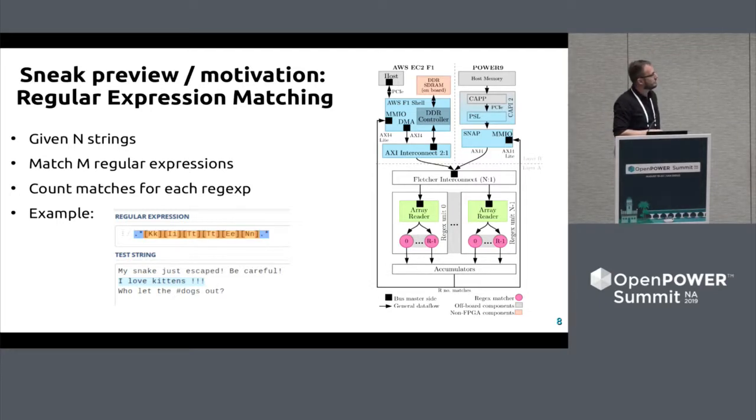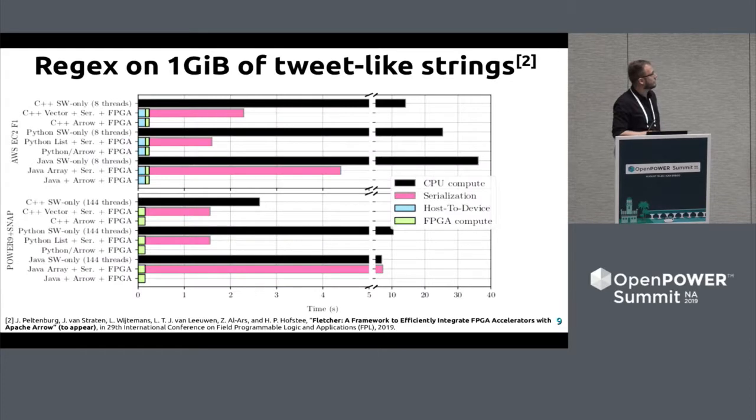So we're going to see what happened, right? We did regular expression matching on a gigabyte of tweet-like strings, so they're going to be, I don't know what the max characters is, it's like 240 now, right? Something like that. And the bottom graph is actually on a Power 9 system, and we used CAPI SNAP to do that.